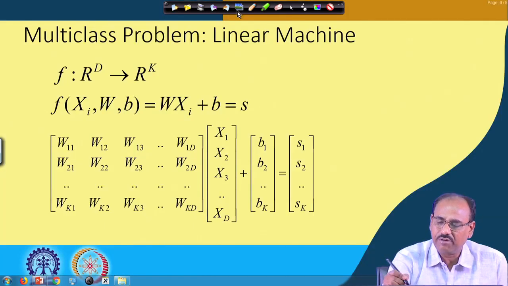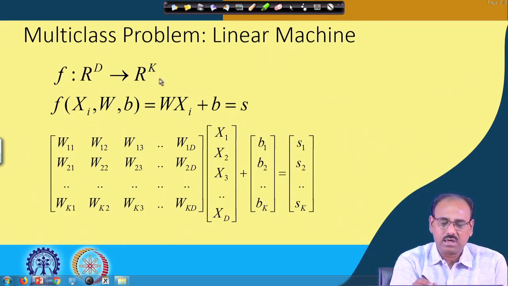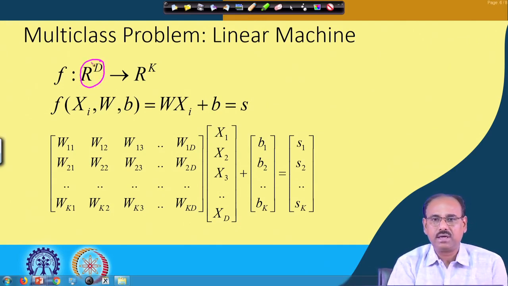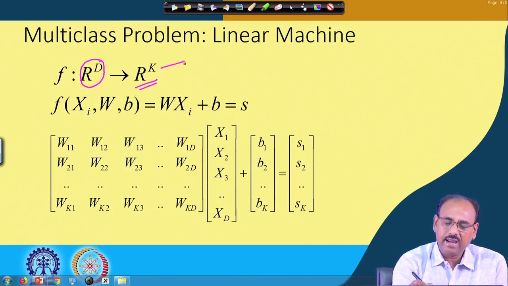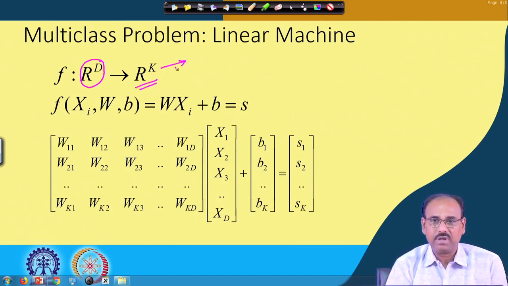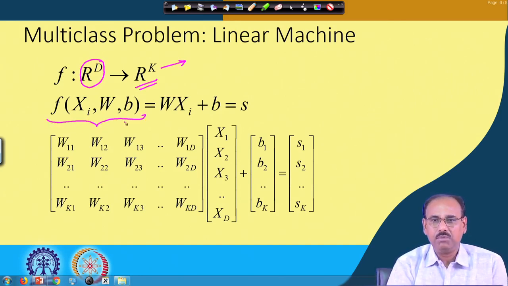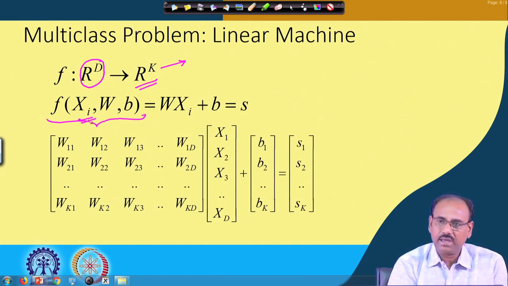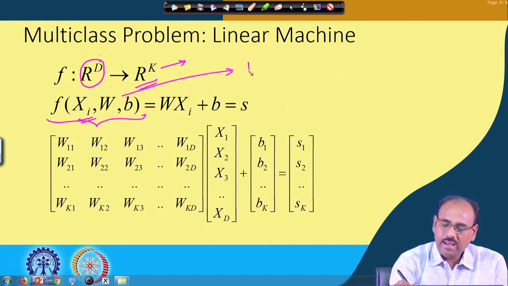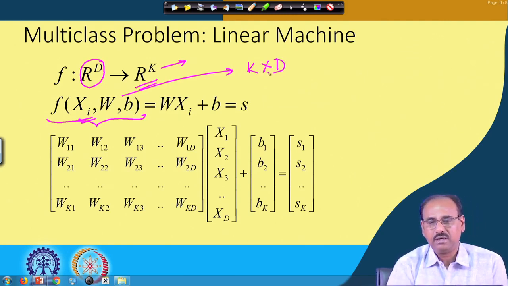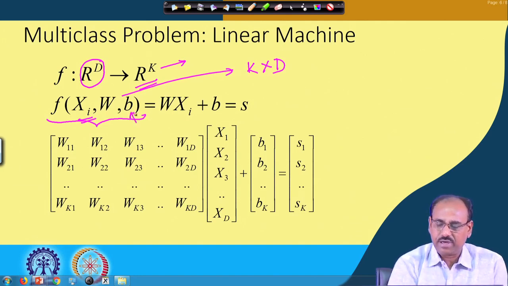So, once I have such a vector representation, as I was saying, I have this d-dimensional vector generated out of an image, and the linear machine maps this d-dimensional vector into a k-dimensional vector, where k is the number of categories or classes that we have. If I expand this, the expression can be written as f(x_i, W, b), where x_i is my input vector, W is a matrix of dimension k by d, having k rows and d columns, and b is a bias vector having again k elements. So, this is a k-dimensional bias vector.